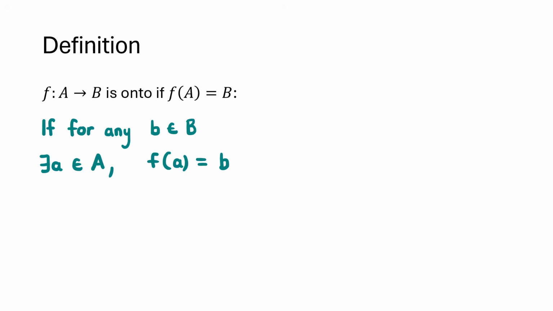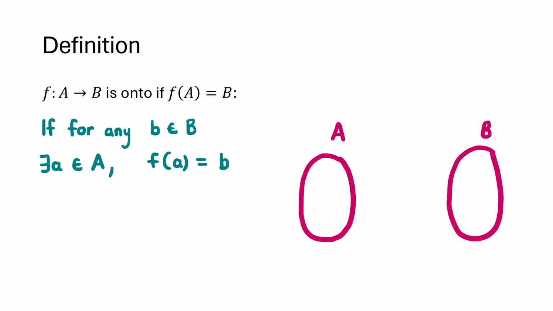So basically the idea is if we have a domain and a codomain, and we pick any random element from the codomain, we should be able to show that we will always be able to find an element in the domain A that gets mapped to b.